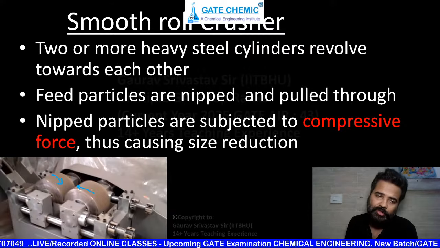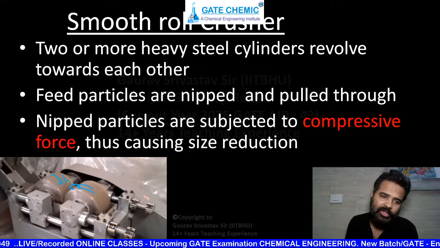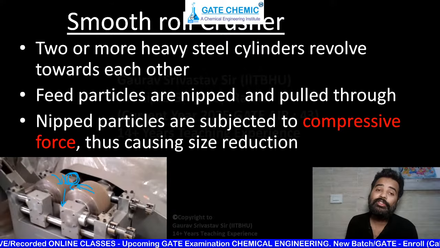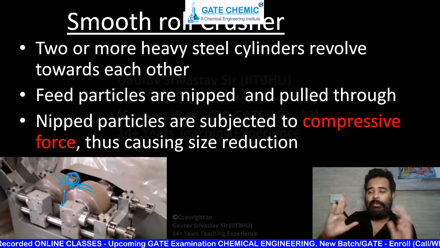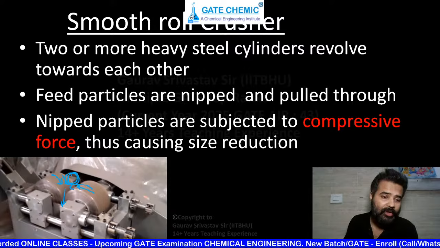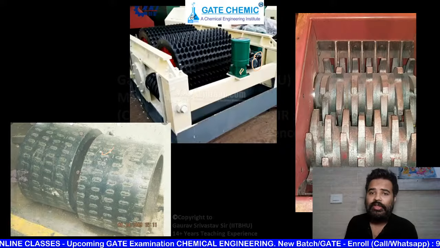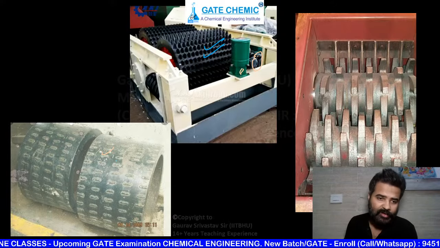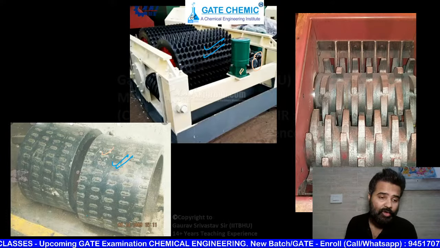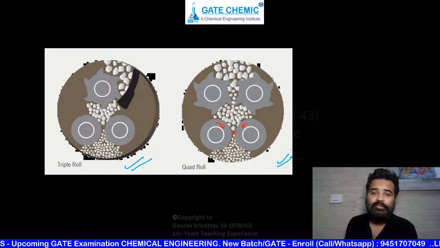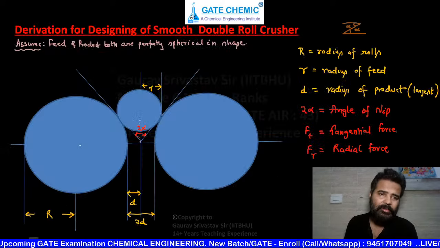Like here you can see this is smooth roll crusher, they are moving towards each other. So if something is fed from here, it will be squeezed by these rolls and the size will be reduced by compressive force. Okay. Tooth roll crusher, the rolls will be toothed. See here, this is toothed one and this is beaded one. This is triple roll crusher, this is quad roll crusher. Nothing special that can be asked in examination.